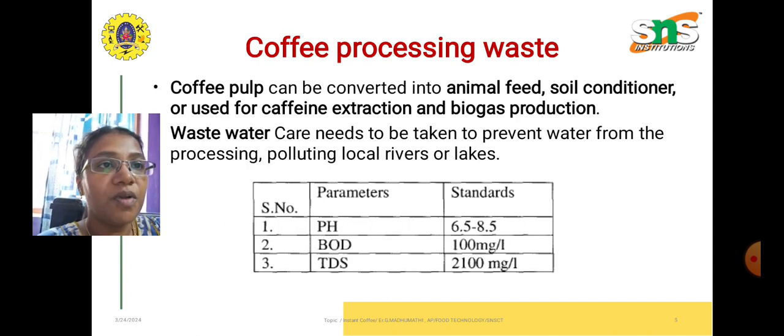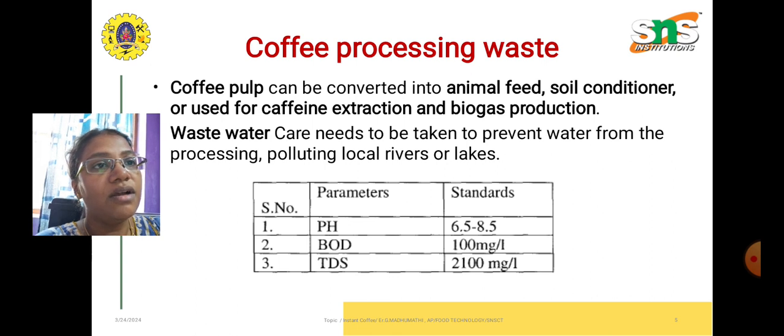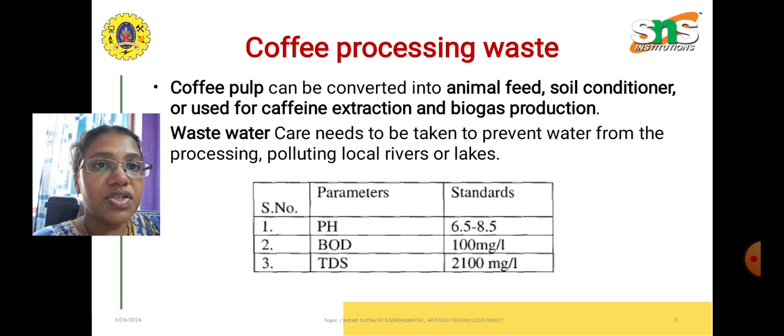So this is coffee processing waste. What we may wonder is what methods have been adopted to utilize the waste that is produced during the processing of coffee. So coffee pulp can be converted into animal feed, soil conditioner, or can be used for caffeine extraction and biogas production. Wastewater from processing needs care to prevent polluting local rivers or lakes.